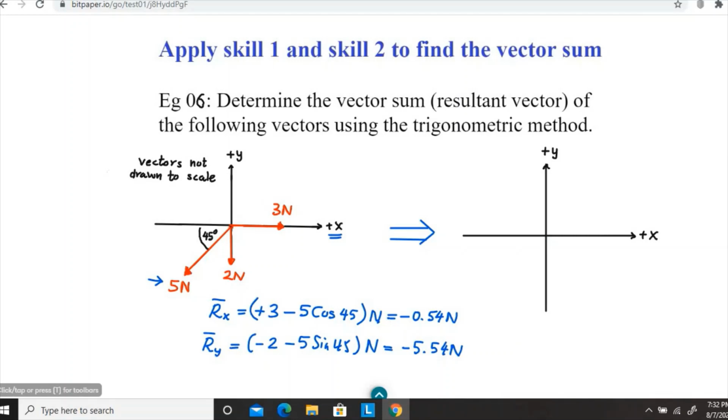So if we draw these two components on this coordinate system, you'll see that there's going to be a contribution along the negative x-axis like this. I'll call that the Rx component. And then there's going to be a contribution in the negative y direction. That's going to be a much larger vector, like that. And that's my Ry vector.